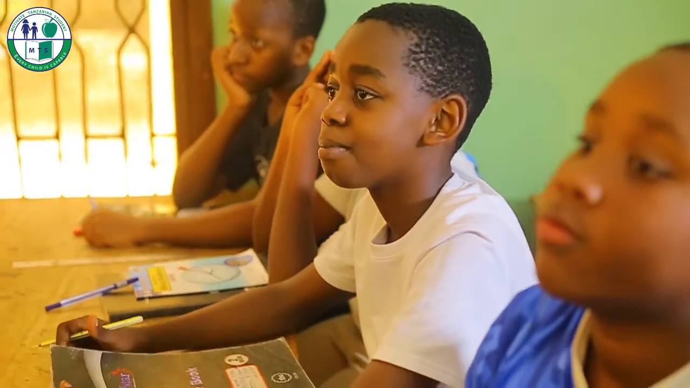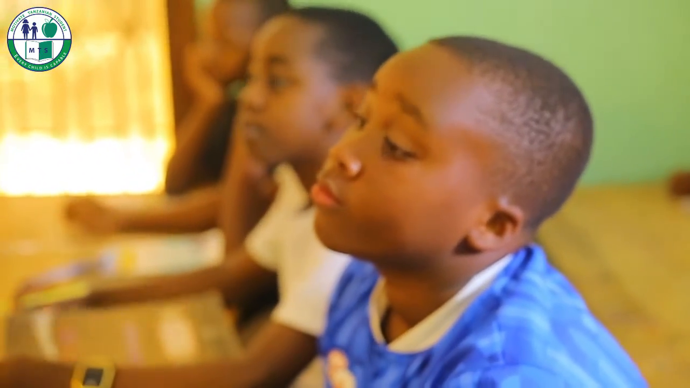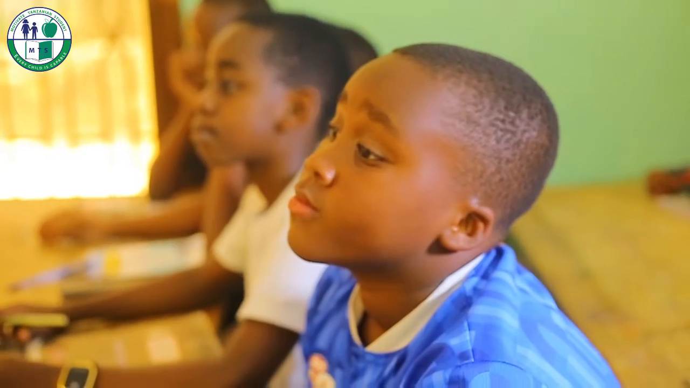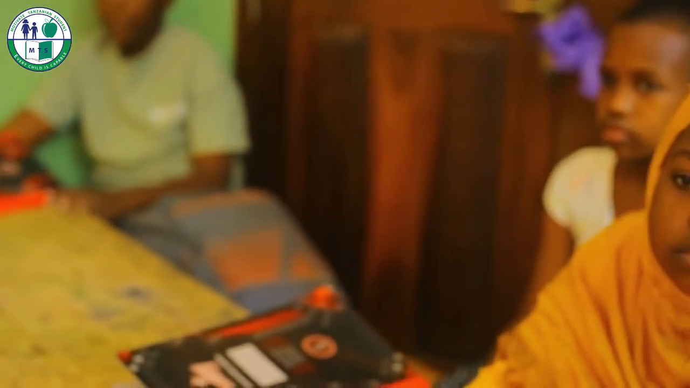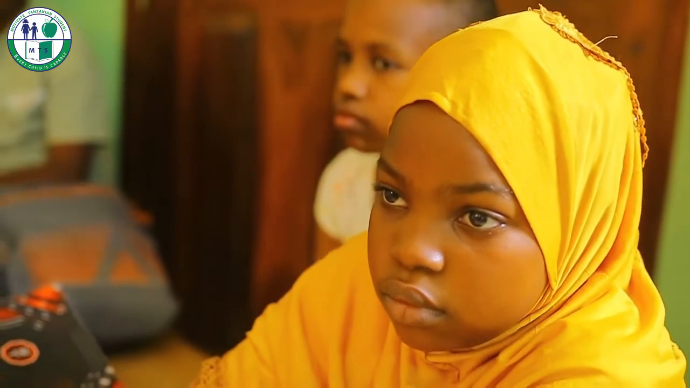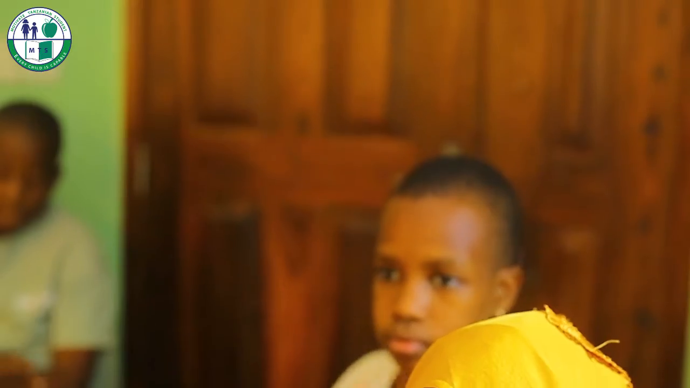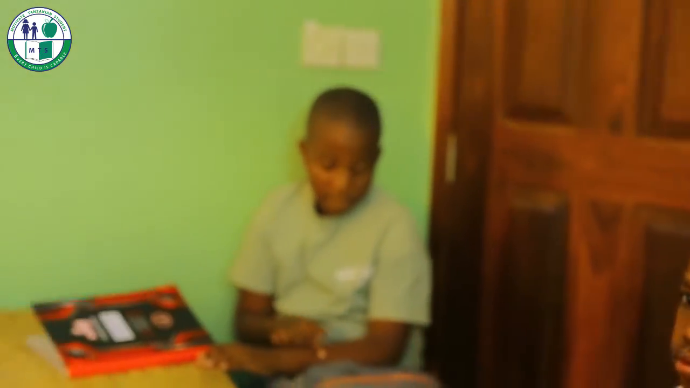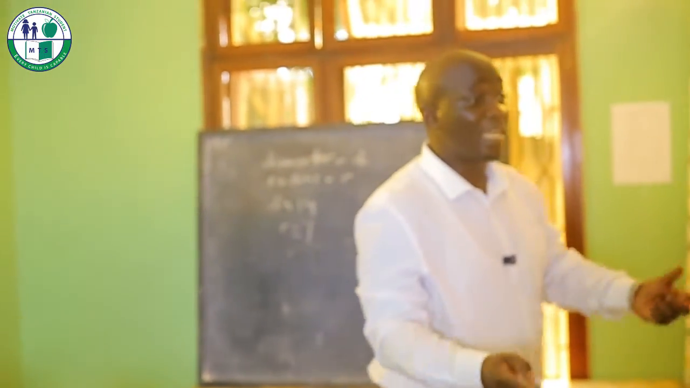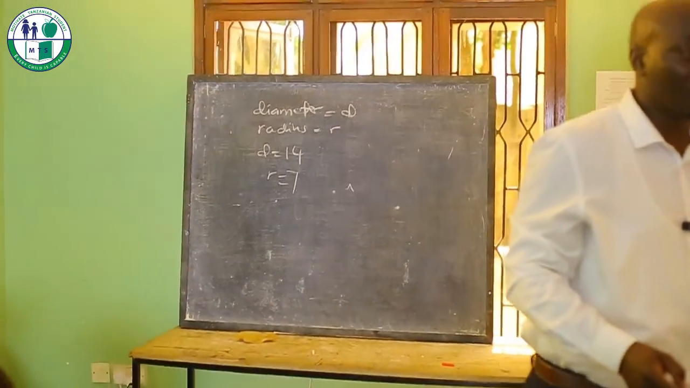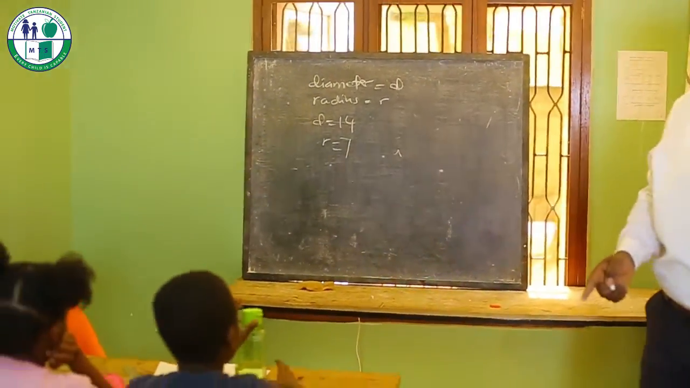Radius R. Hii ni diameter ni kipenyo kizima in Swahili. Radius ni nusu kipenyo in Swahili. A half. So if diameter is 14, R will be 7, because R is a half of diameter. Are we together? Yes. R is a half of diameter.